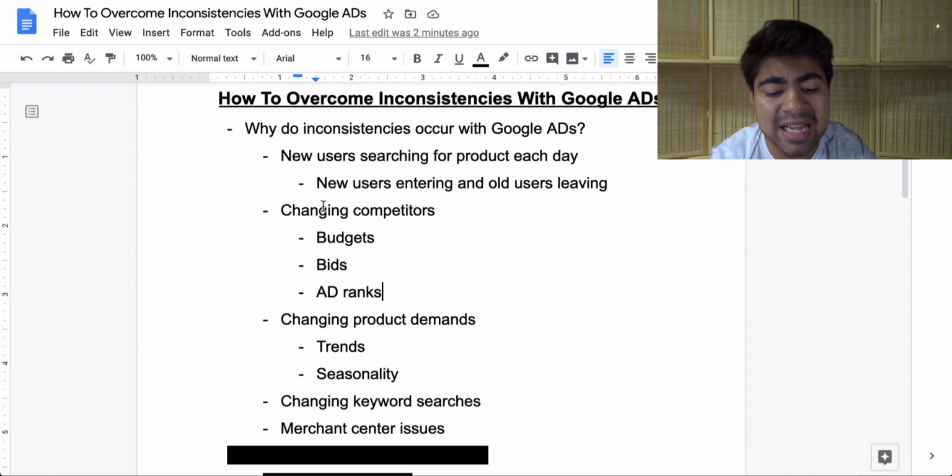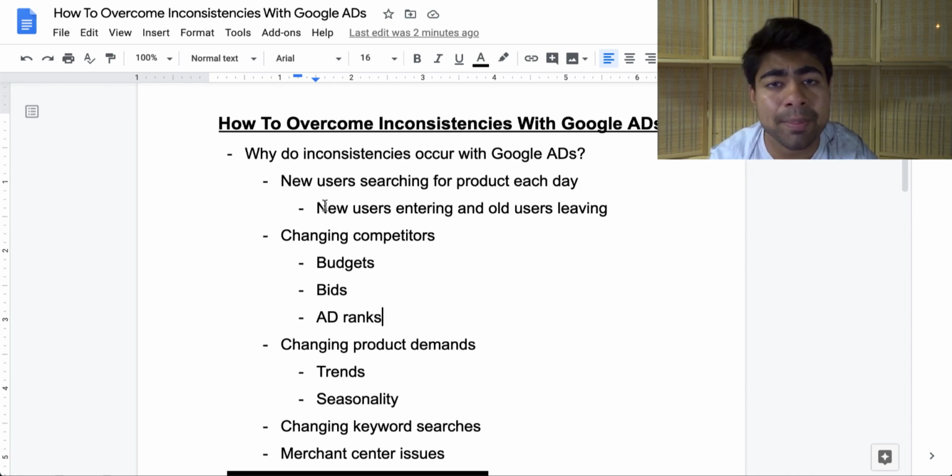But the second thing is changing competitors. Now, just like new people entering and exiting the market for a given product, new competitors enter and exit the market every single day for any given product. You have to understand that you're not the only dropshipper out there. You're not the only online business out there.